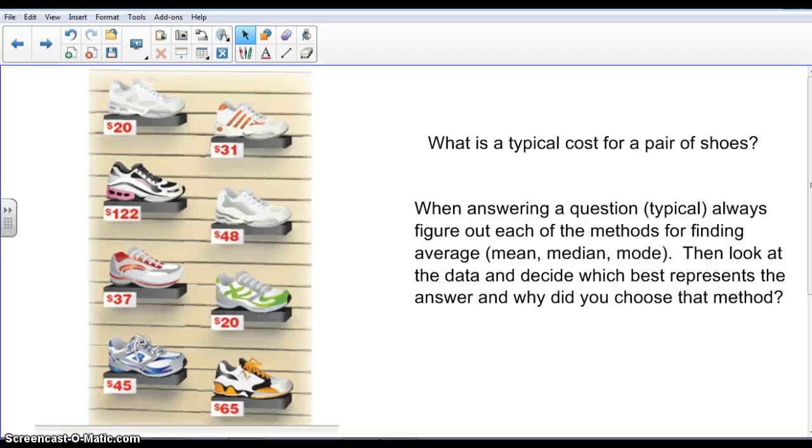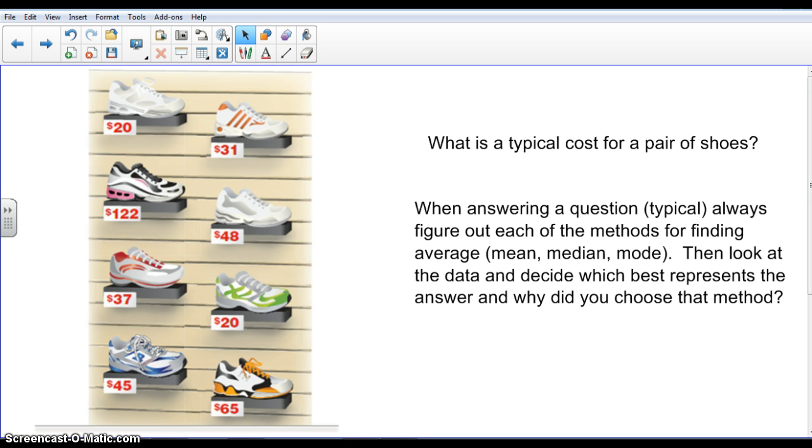In example 3, we are choosing the best measure of center, which is what we've been practicing. When you're answering a question with the word typical in it, always figure out each of the methods for finding average: mean, median, and mode. Then look at the data and decide which of those measurements represents the answer, and why you chose that method.